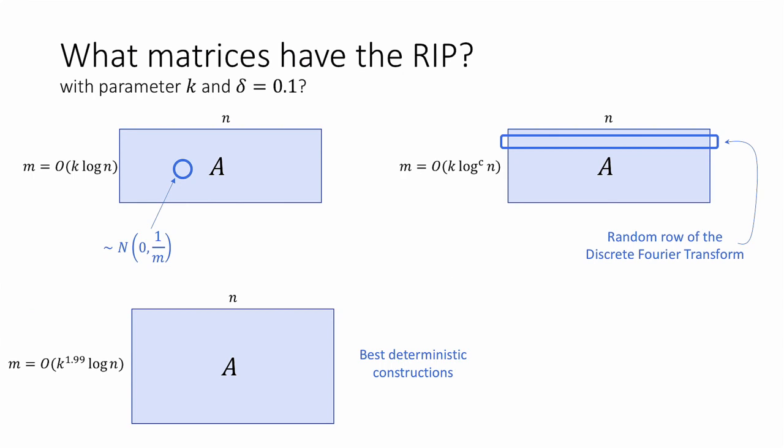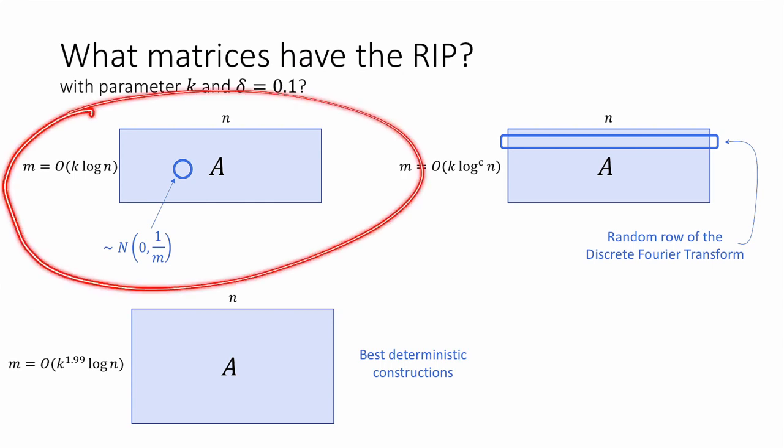Okay, so that's it for this video. In the next video, we're going to prove this result, that a random Gaussian matrix has the restricted isometry property with high probability. See you there!